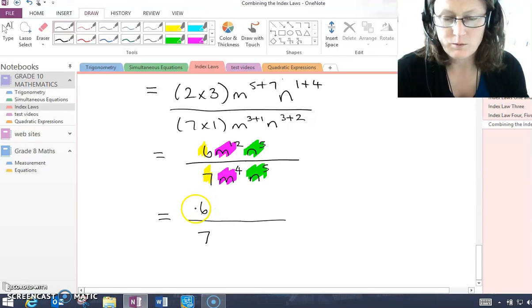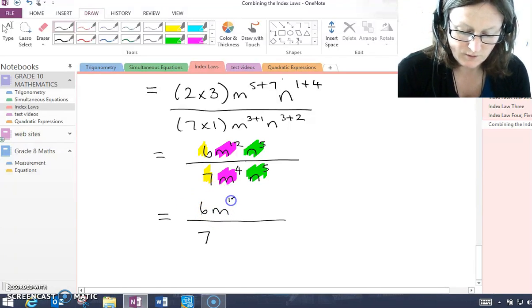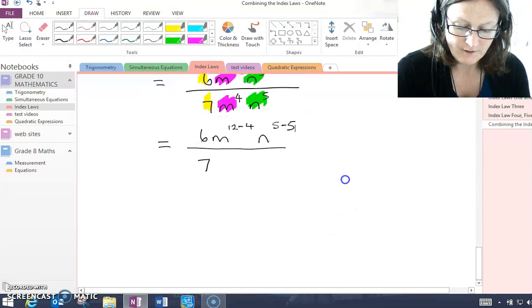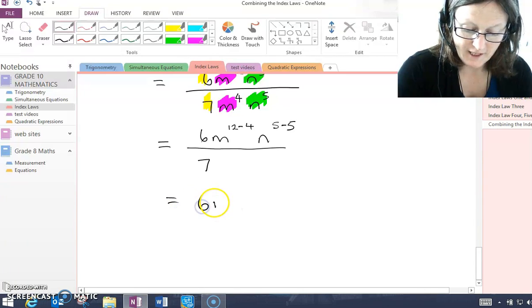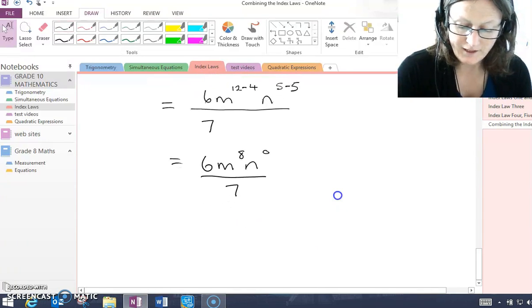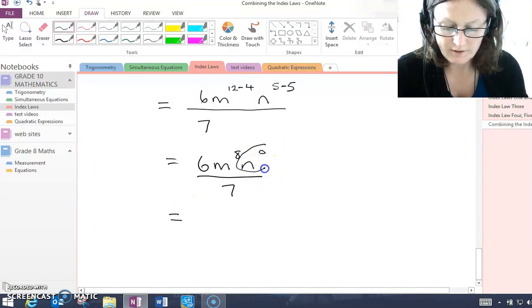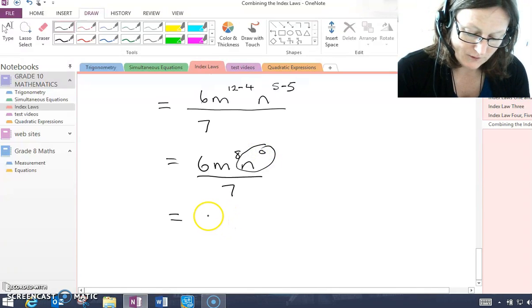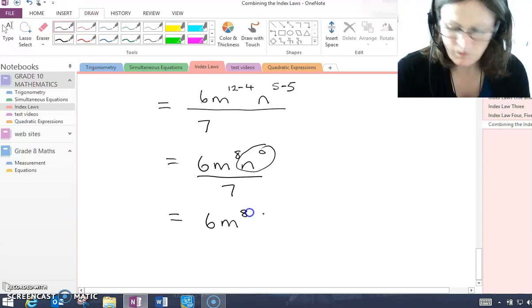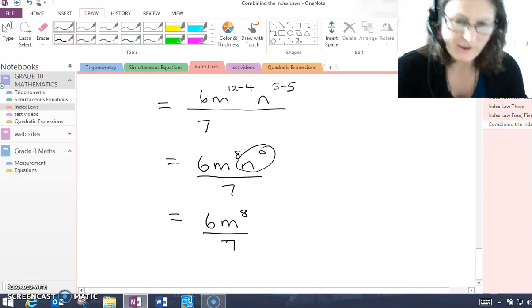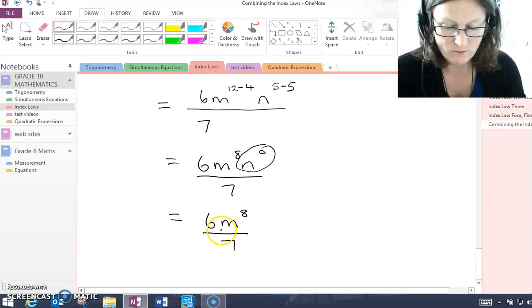It's division now, which is index law 2. Index law 2, take the indices. Next step, that's going to be 6m to the 8, n to the 0 over 7. And now there is one last step. If we remember index law 3, anything to the power of 0 is 1. So that is 1. So we've got 6m to the 8, we don't need to write 1, over 7. That is our answer. That now has us ready to tackle the next exercise.